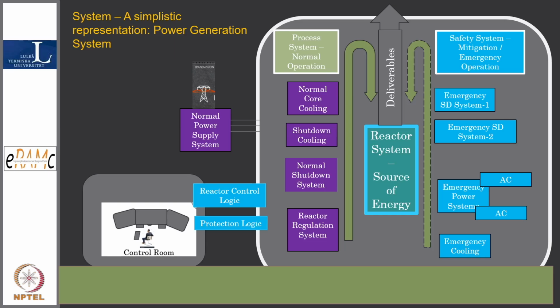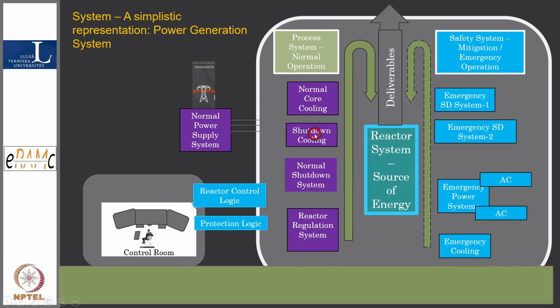So, let us see what a system is. When we talk about risk monitoring or reliability monitoring, this is a system, let us say an energy system, that we are trying to represent. As I have been insisting, the system essentially comprises process systems for normal operation of the plant, like normal core cooling, shutdown cooling, normal shutdown system and reactor regulation system. These are the systems active when the plant is in operation and when it is to be normally shut down.